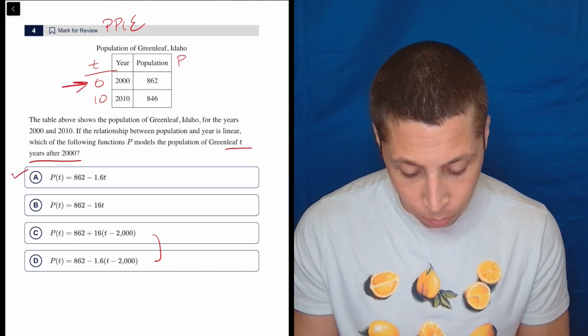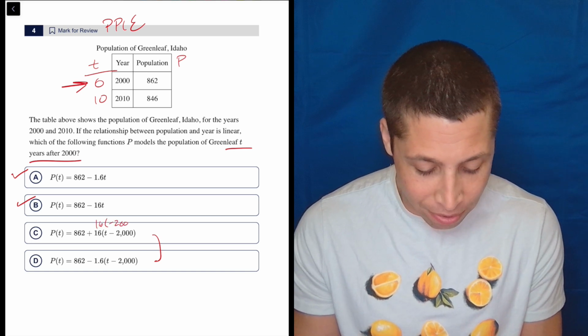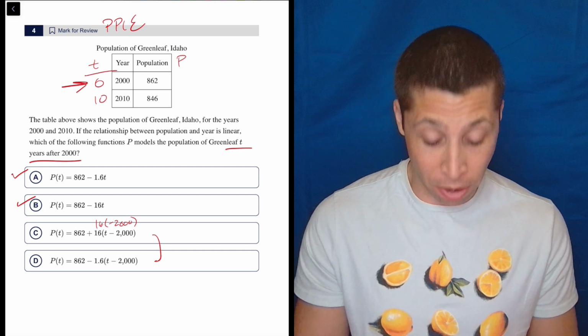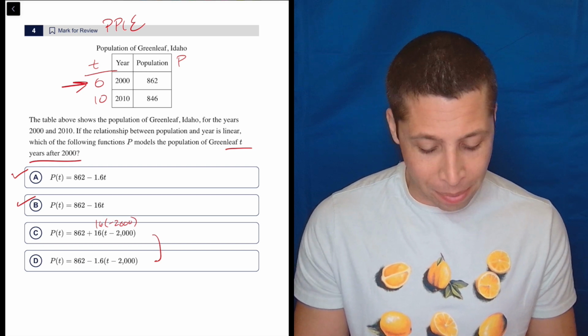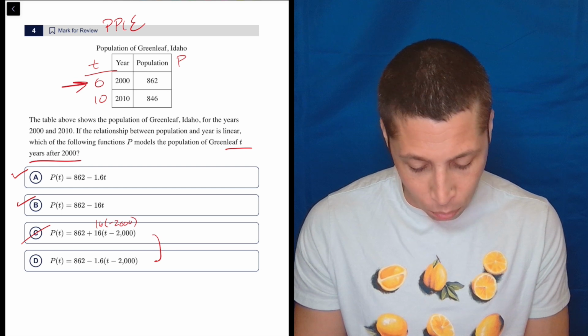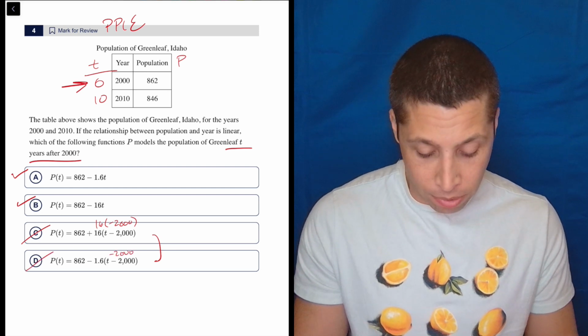We get that here. We get that here. If we put 0 in, this is going to be 16 times negative 2,000. That's a crazy big, or I guess crazy small number. And so subtracting that from 862 is not going to get me 862. And same thing here. This is going to be 1.6 times negative 2,000. We're just going to get crazy numbers. So there you go. Those are done.